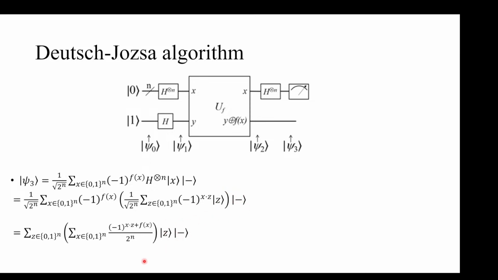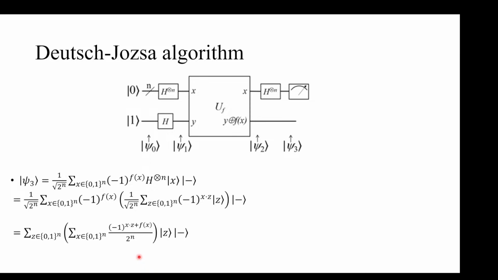You see that this is a sum over all computational basis states z with a weird amplitude. This is a function of z, because x gets summed over, and tensor minus state. The second register will just be the minus state, it doesn't really matter. So now we just want to see what's the distribution of the first register. It has this really weird function. It's all possible z, but with different amplitudes. This is the summation over x of (-1)^(x·z + f(x)) over 2 to the n.